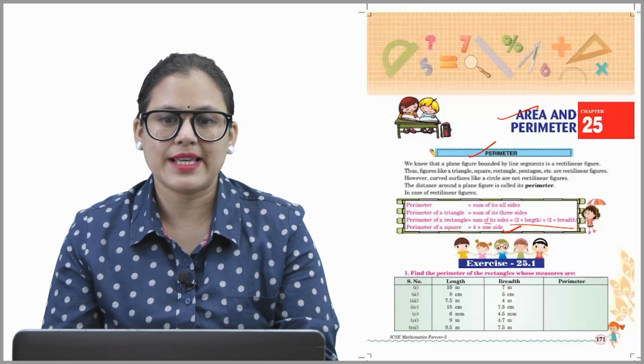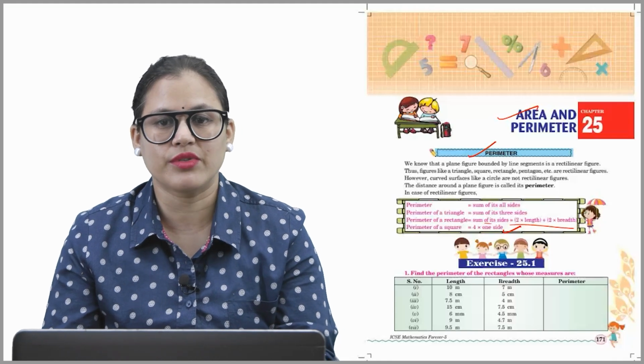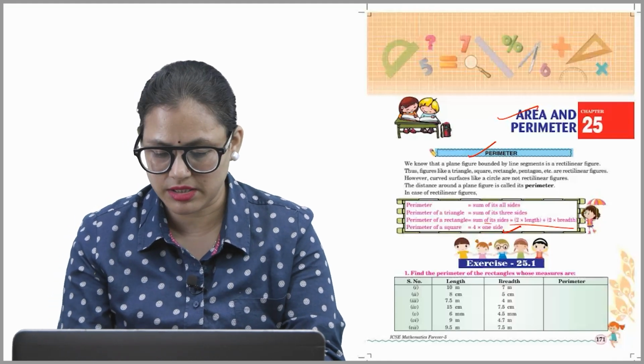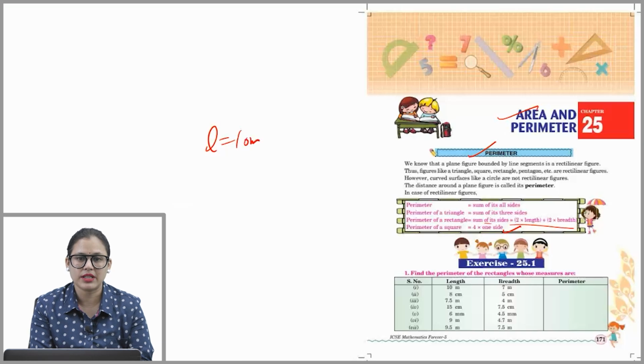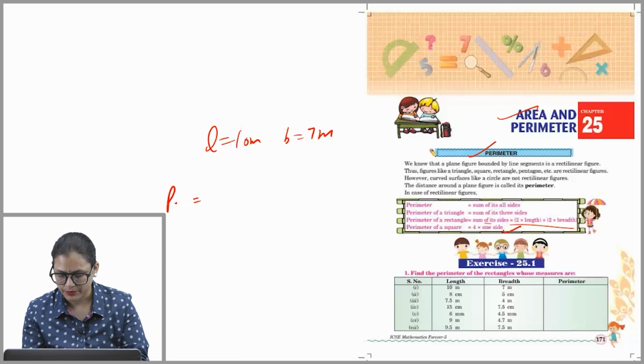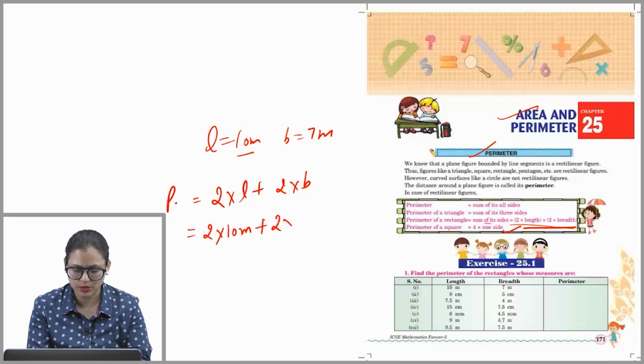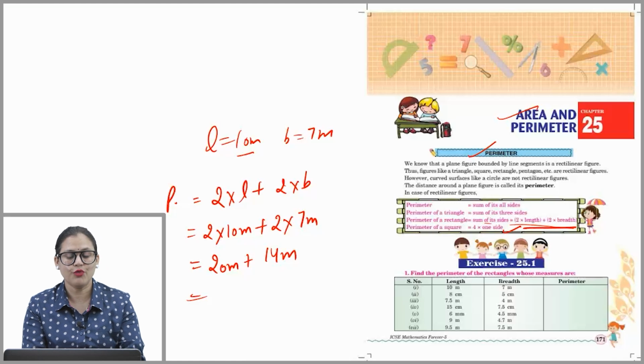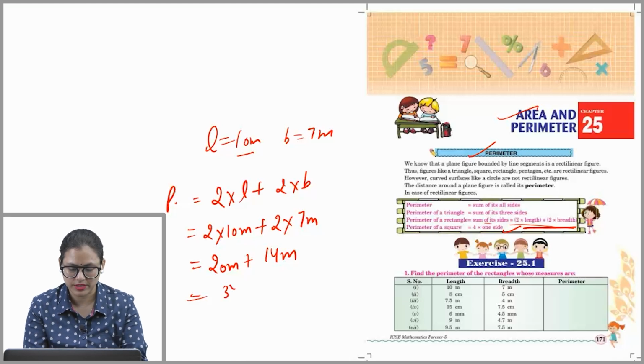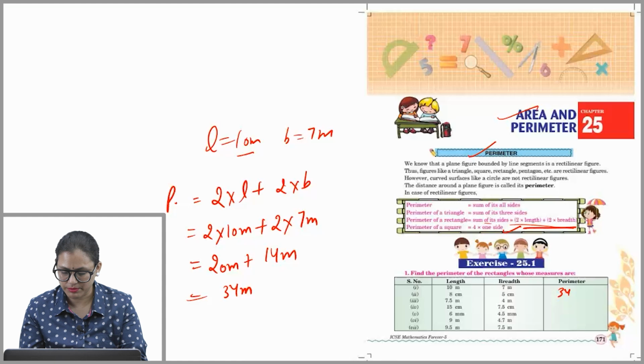Okay. Exercise 25.1, find the perimeter of the rectangle whose measures are given. Length is 10 meter, breadth is 7 meter. And what is the perimeter? Perimeter of rectangle is 2 lengths plus 2 breadths. So 2 into length plus 2 into breadth. 2 into 10 meter plus 2 into 7 meter. 2 into 10 is 20 meter, 2 into 7 is 14 meter, 20 plus 14 is 34 meter. So the perimeter is 34 meter.